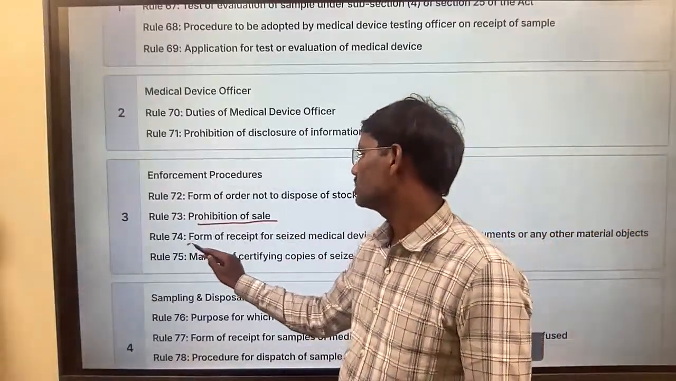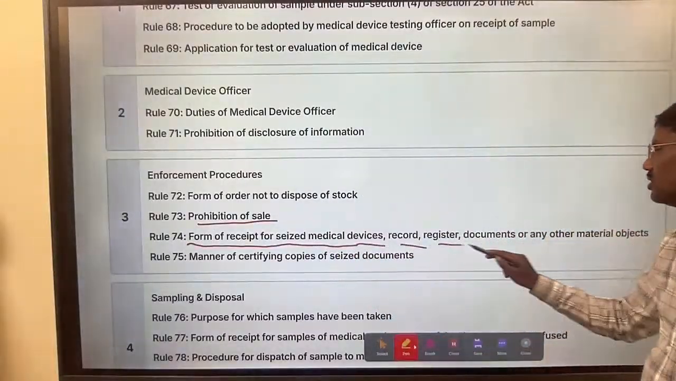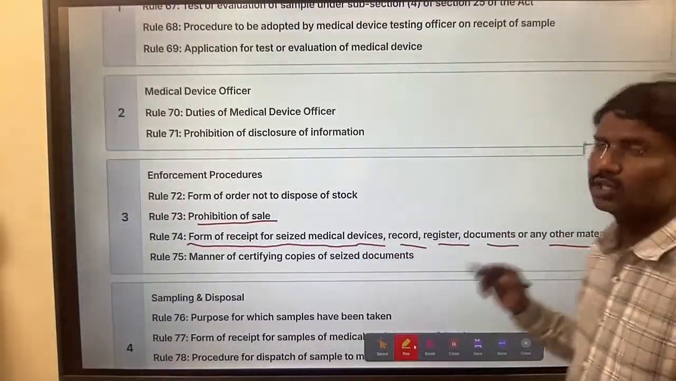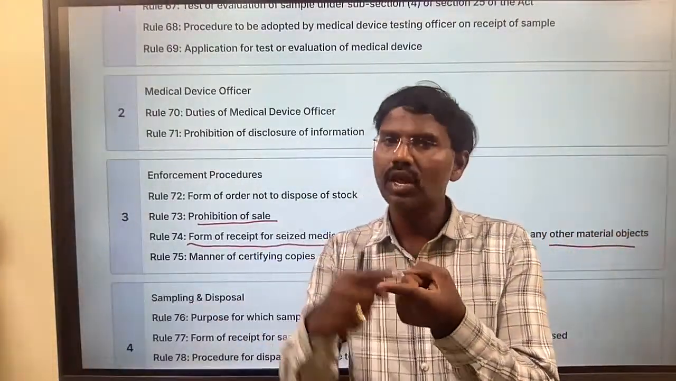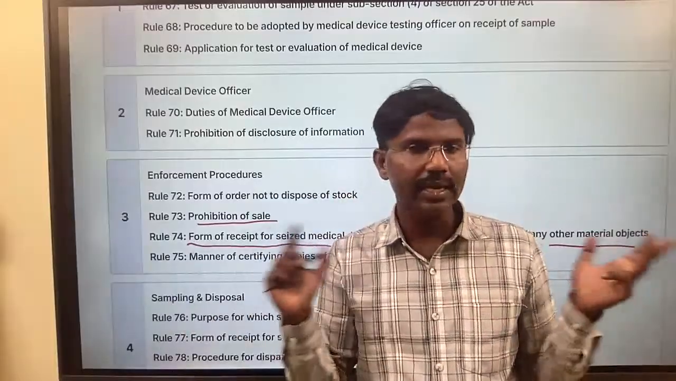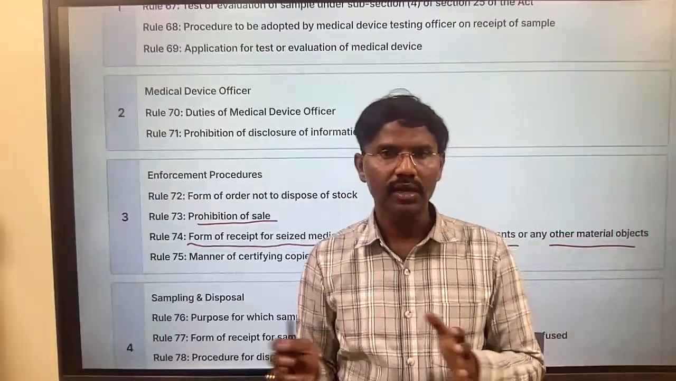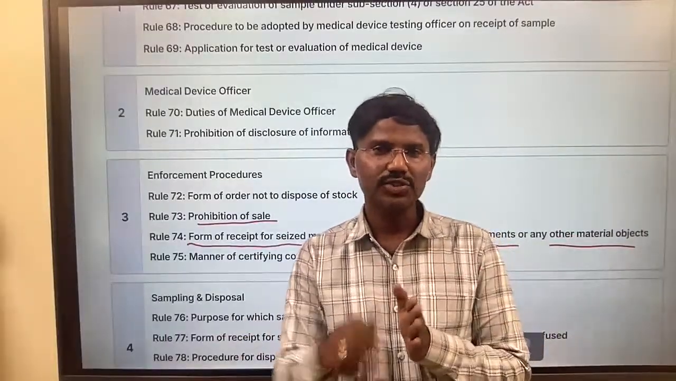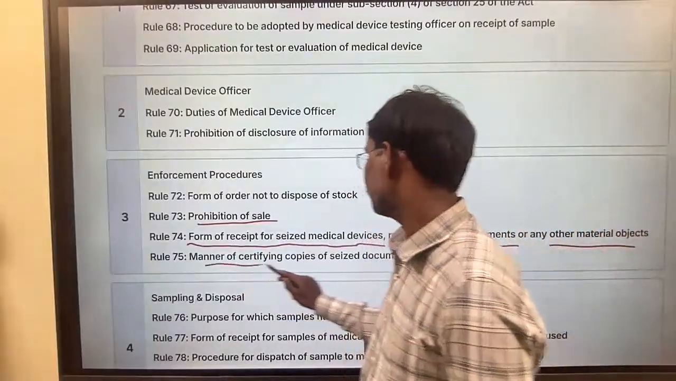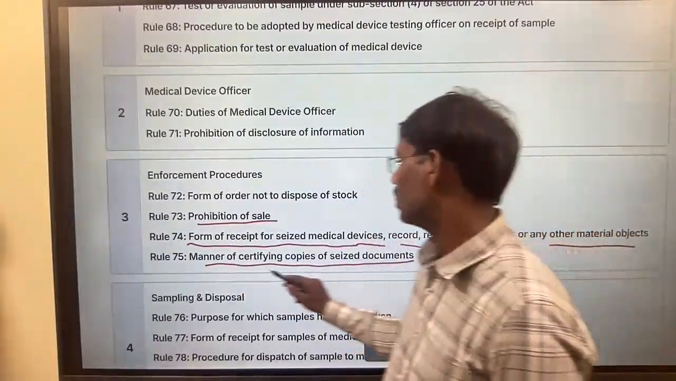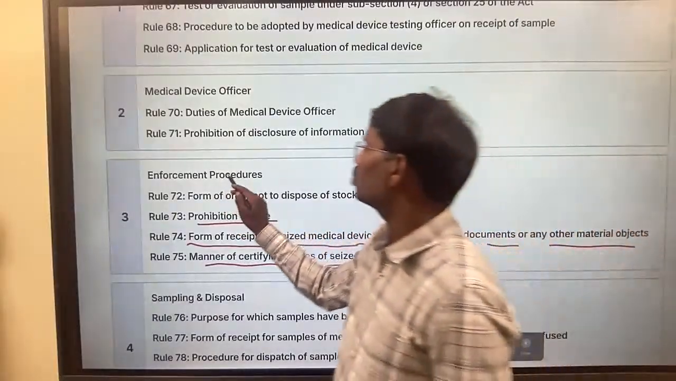And then rule number 74 talks about form of receipt for seized medical device, record, register, document, or any other medical objects. You can seize anything related to that particular medical device, maybe documentation or register, or any device lying inside the office. You can take it, but after 15 days you must return it back. That comes later. Then 75, manner of certifying copies of seized documents. So this is about the third one, enforcement procedure.